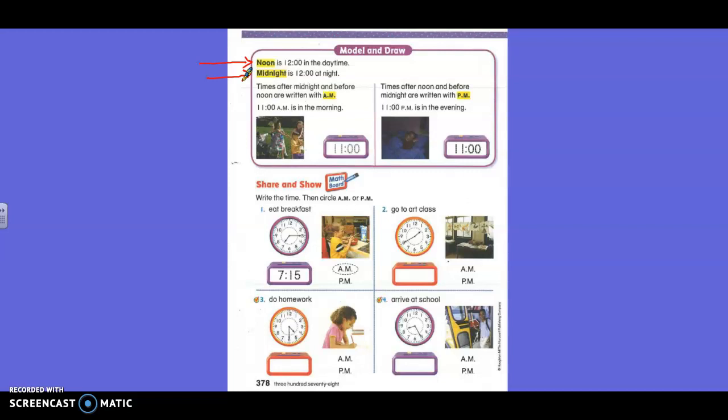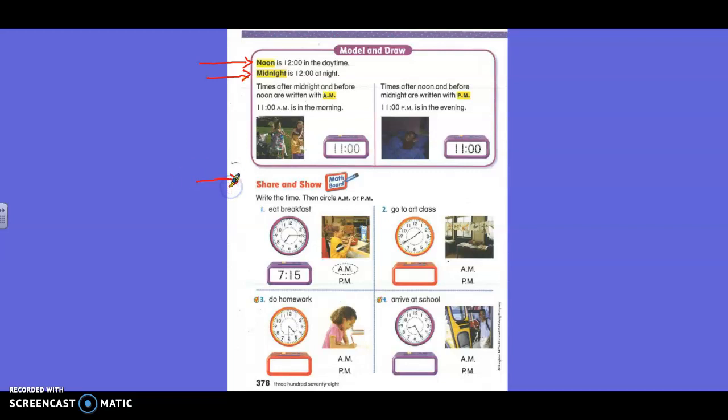Not at school, you don't. Only at home. Okay. Times after noon and before midnight are written with p.m. 11 o'clock p.m. is evening, you are sleeping. Okay? Share and show what you're going to do with your partners.